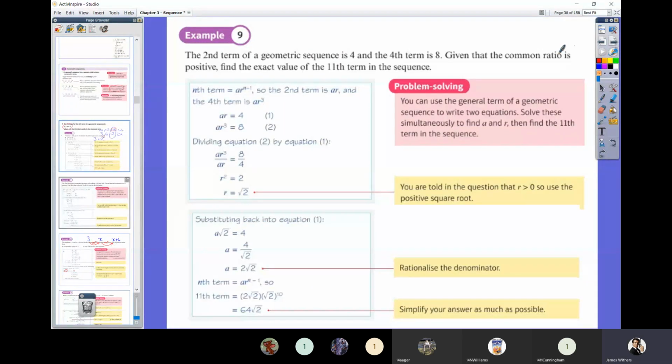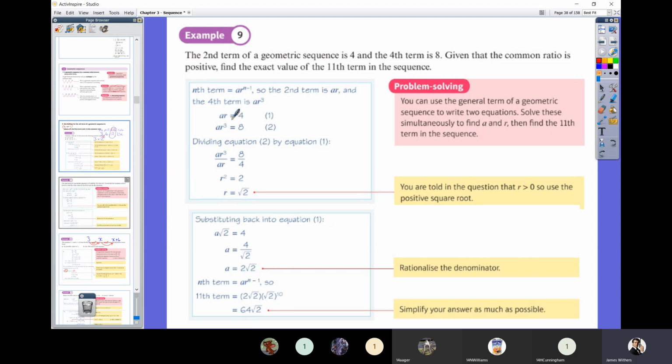I don't think there's anything here that's too difficult. We're told what the second term is, 4. So that's going to be ar to the power of 1 equaling 4. We've got the 1 less power. And then the fourth term is 8. So ar to the power of 3, and again 1 less, that equals 8.